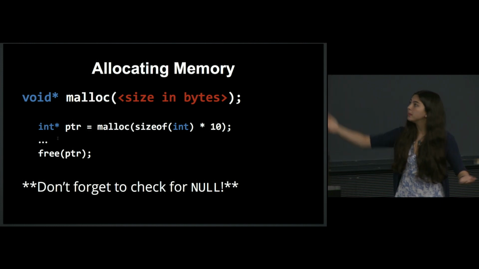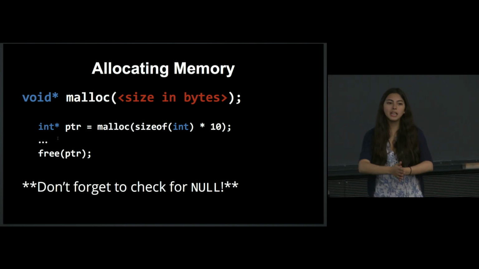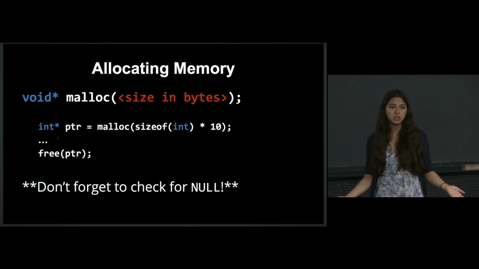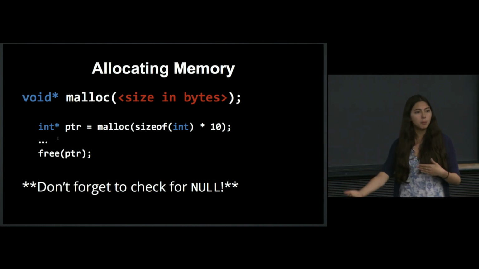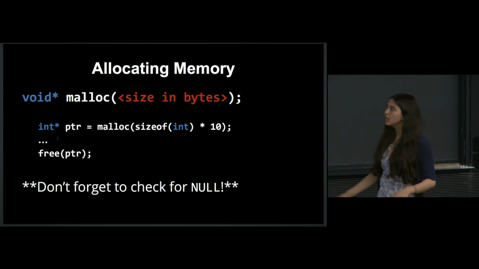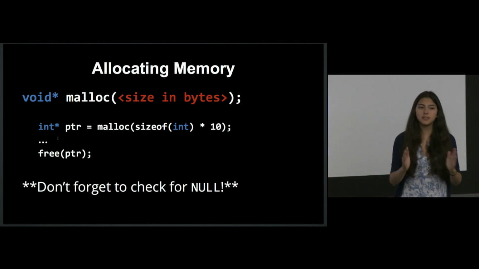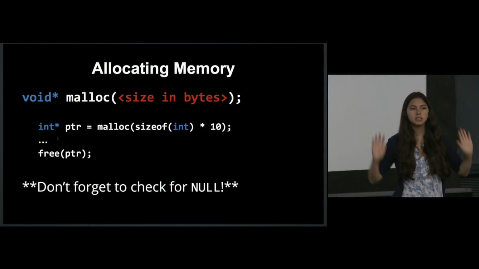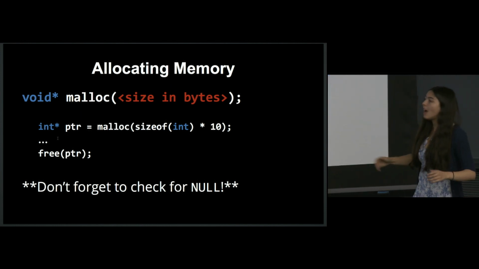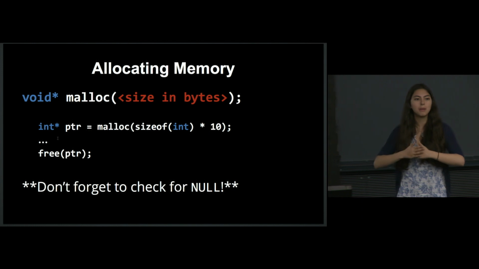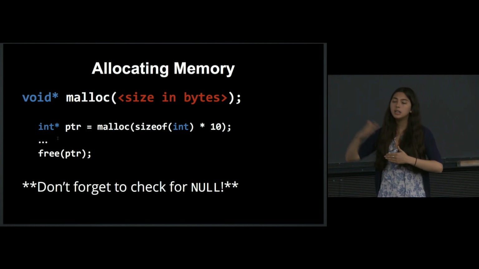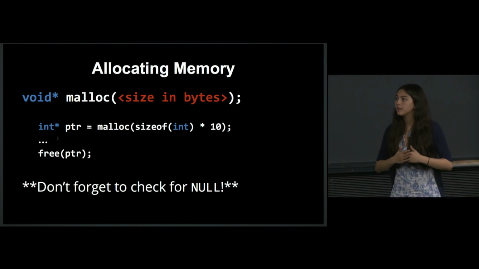In this example, we allocate enough space for 10 integers. So probably what we're going to want to put here is an array of 10 integers. So we give it sizeof int, which we learned was how many bytes? 4, beautiful. And we want 10 of those in a row so that we have enough space to store all 10 integers in this case.